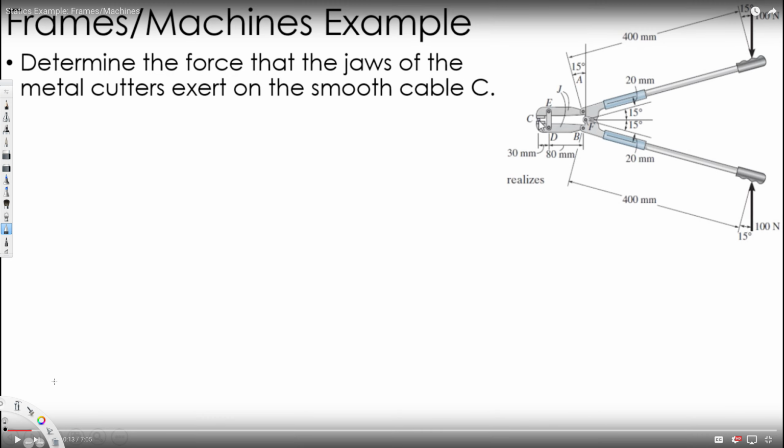It's asking, determine the force that the jaws of the metal cutters exert on the smooth cable C. So we have a cutter right here, and they are asking to find the force in C. So let's draw this part first.